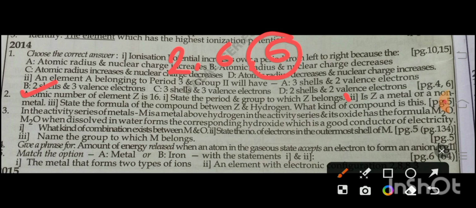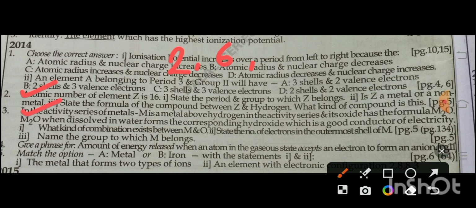Okay, and the second one: is Z a metal or non-metal? Obviously it's a non-metal, because its valence electrons are 6. Third one: state the formula of the compound between Z and hydrogen. The formula comes H2Z. The fourth one: what kind of compound is this? It's a weak acid. Okay, now we'll go to the next question.